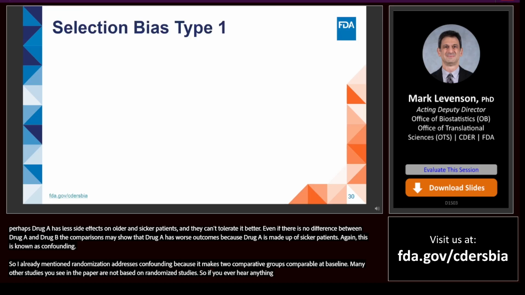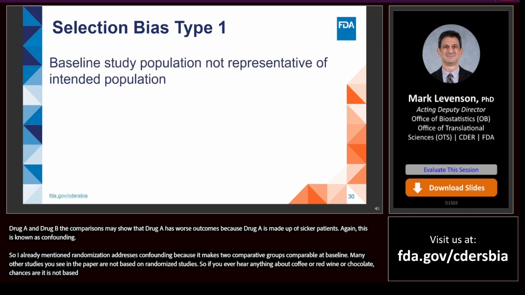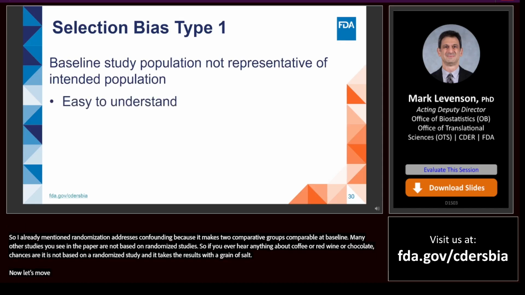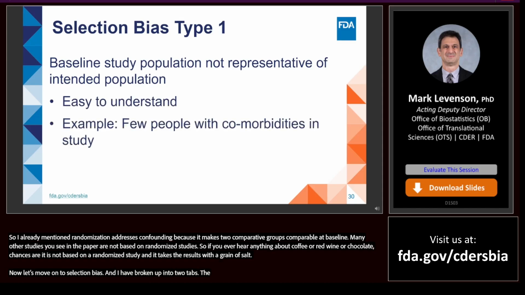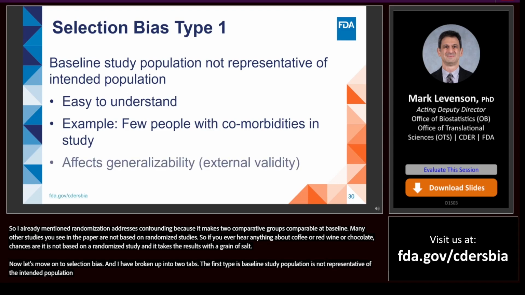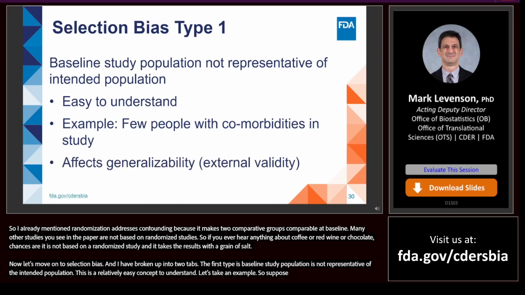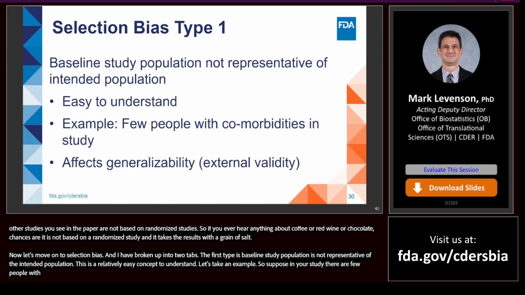Now let's move on to selection bias, and I've broken that up into 2 types. So the first type is baseline study population is not representative of the intended population. This is a relatively easy concept to understand. So let's take an example. So suppose in your study there are a few people with comorbidities. So this will affect the generalizability or the external validity of your study, that what you study may not represent the larger population, in this example, people with comorbidities.